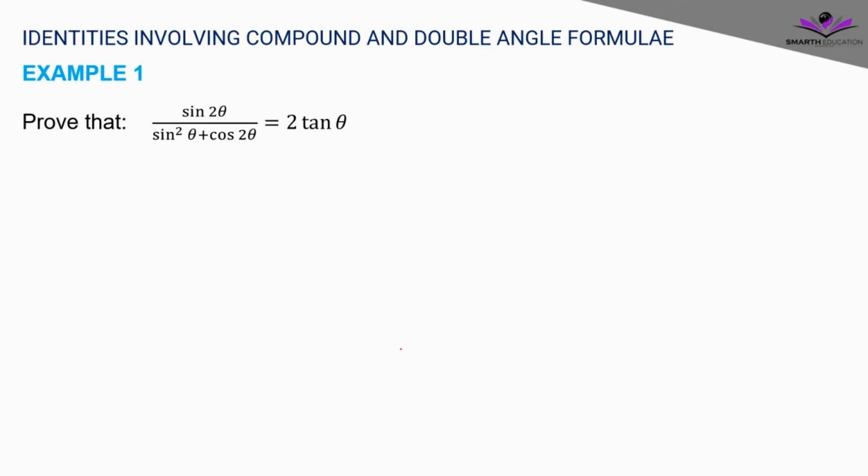Welcome back. I want us to look at example 1, where we are dealing with identities involving compound and double angle formulae. But before we start, I want us to remember the following. Remember, an identity is not an equation. When we're dealing with identities, we want to prove that the left-hand side of the identity is equal to the right-hand side of the identity.